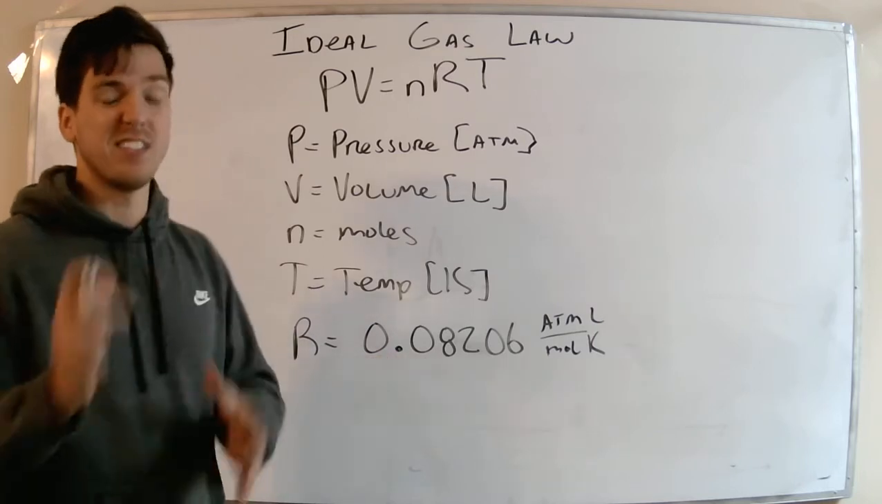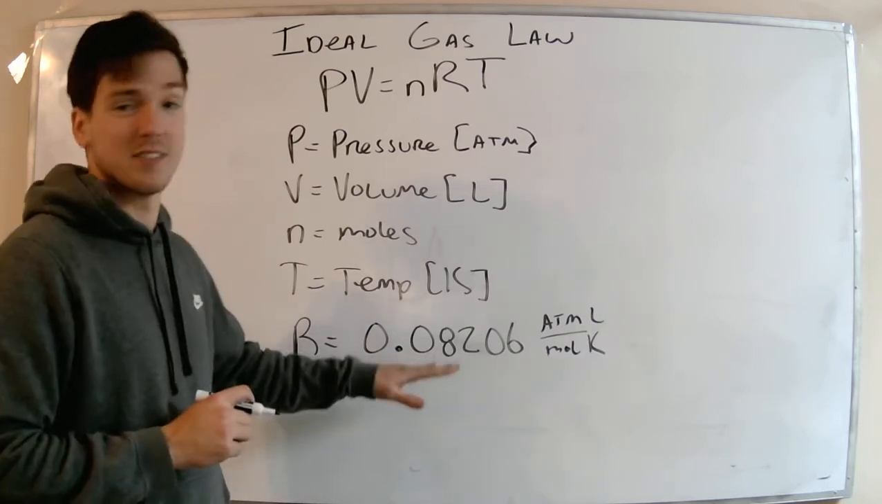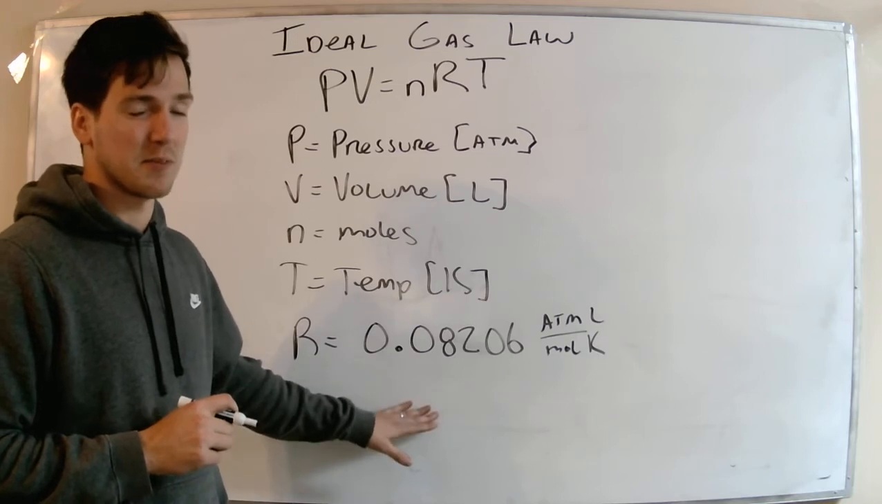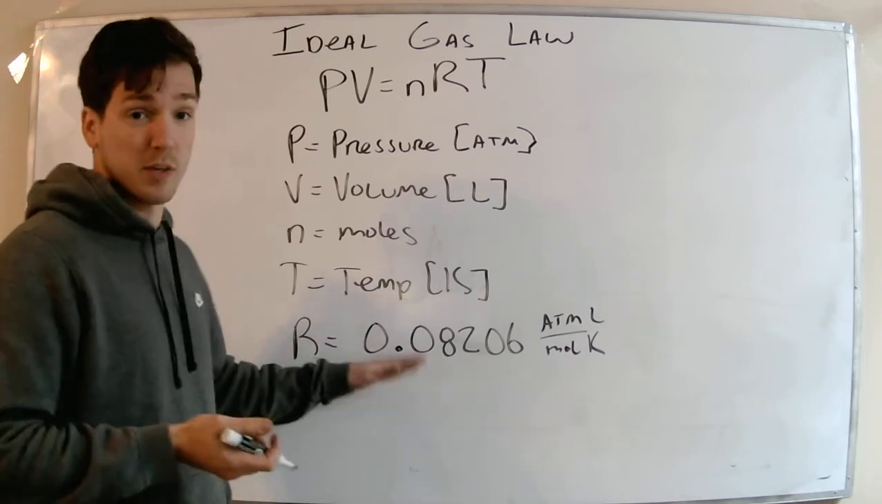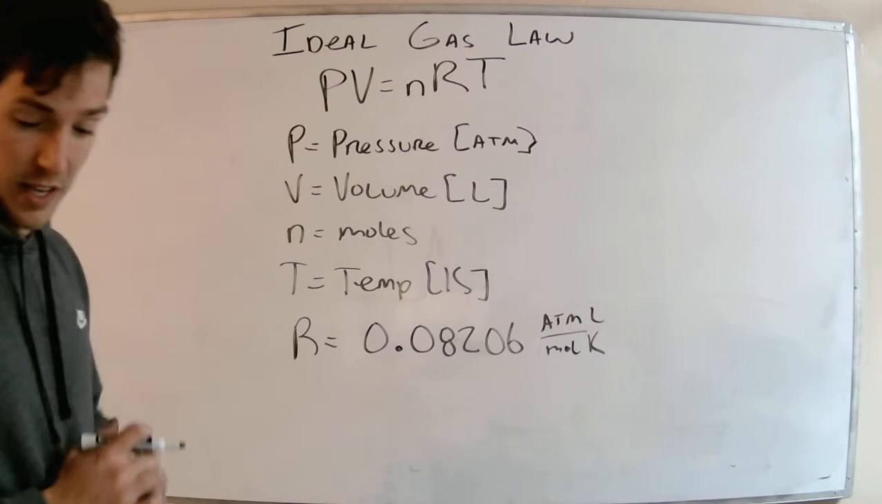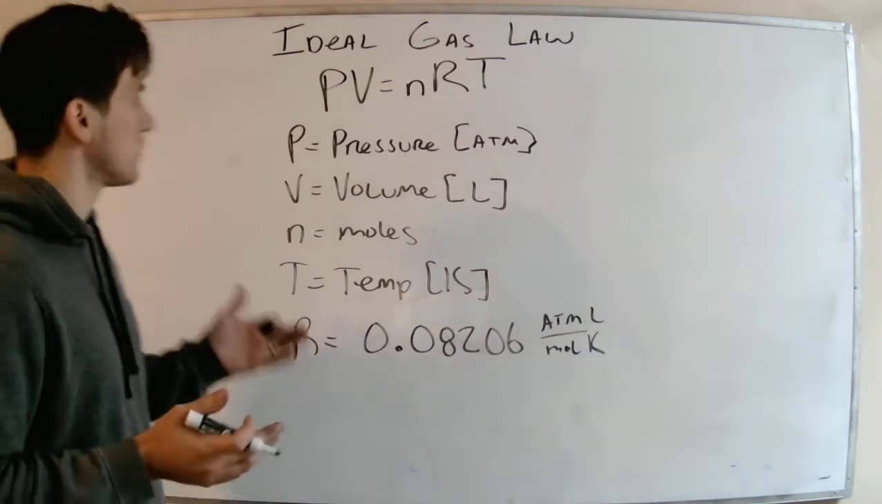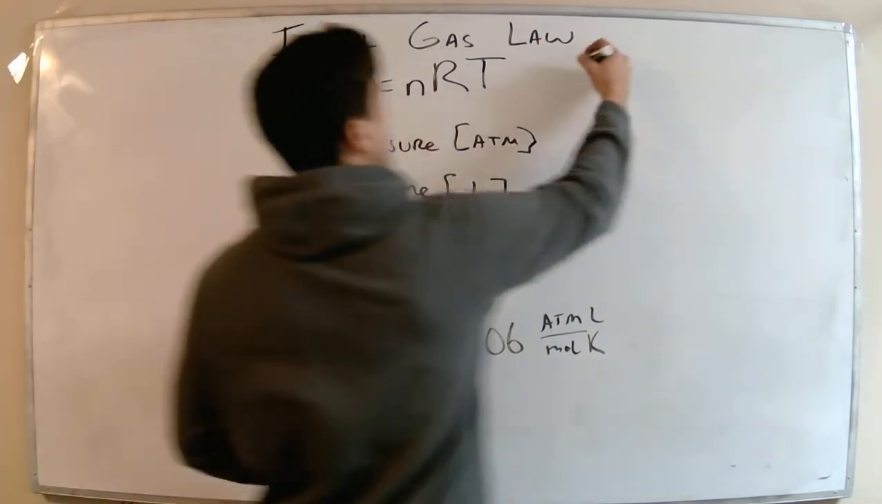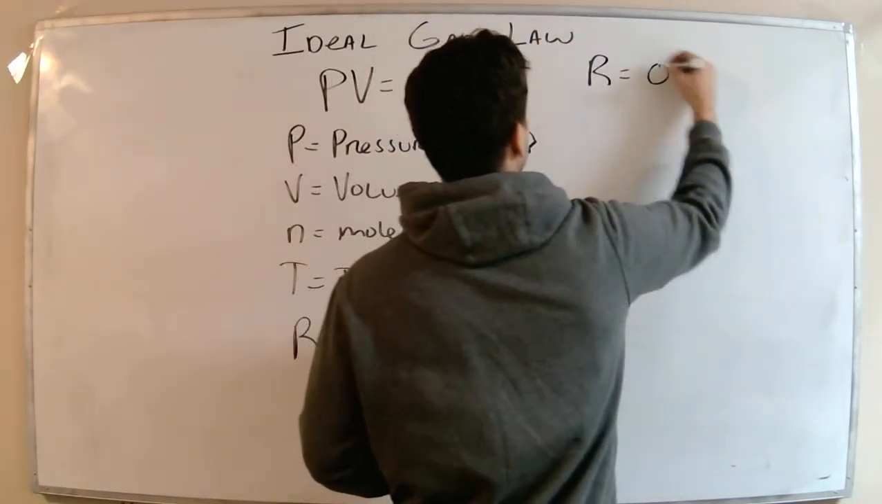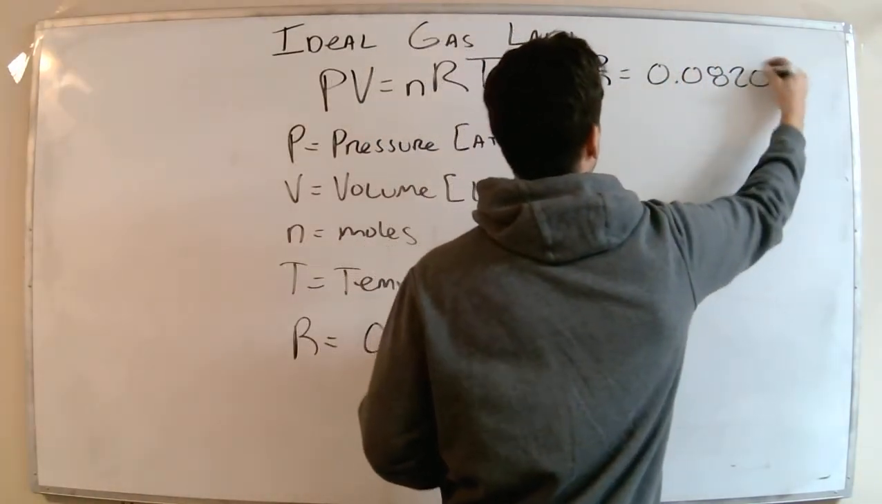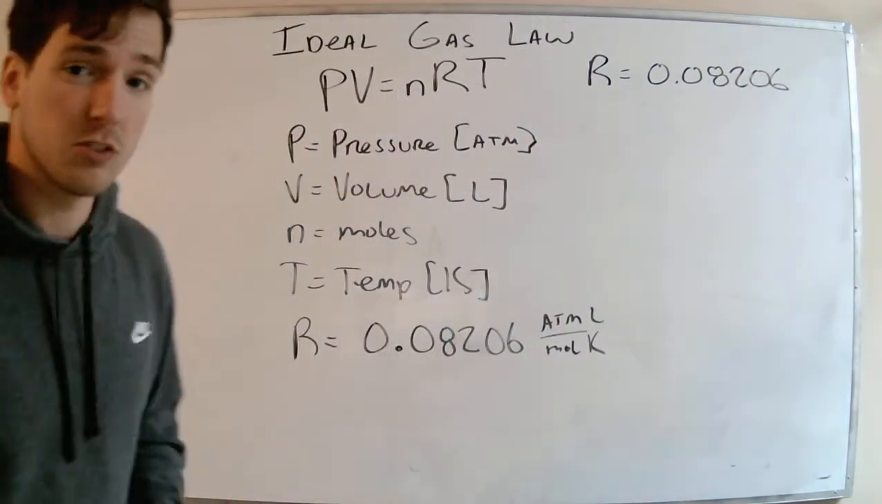0.08206. I'm going to tell you that a million times, and you're still going to make the mistake. It's okay. Just do your best to remember 0.08206 is the constant for the ideal gas law. So I'm going to put R up here so that we remember it. And then let's do an example.